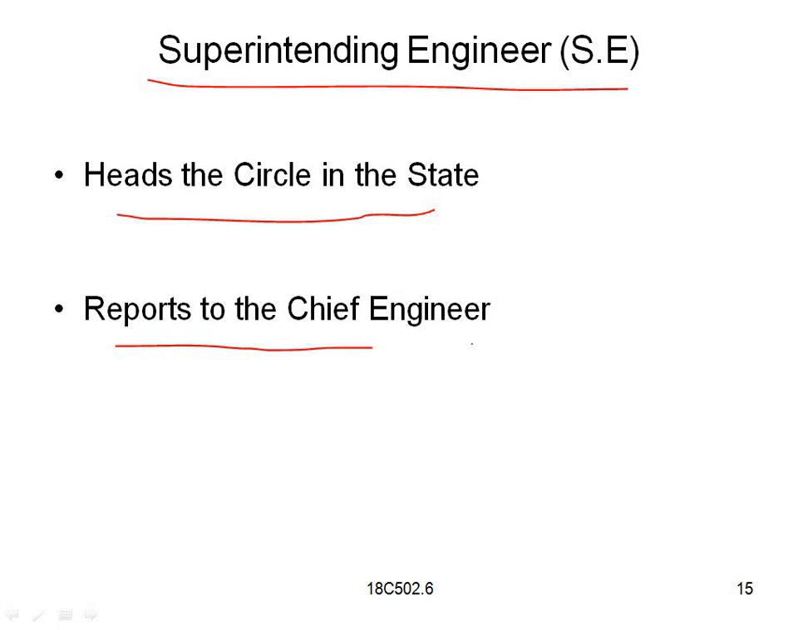And next, reports to the chief engineer. Whatever work is going on, he should give the daily report to the chief engineer. This report will be sent by the chief engineer to the engineer in chief, and the engineer in chief will send it to the secretary, and from the secretary it will go to the minister. So this is the process.